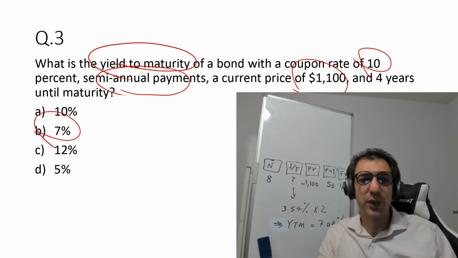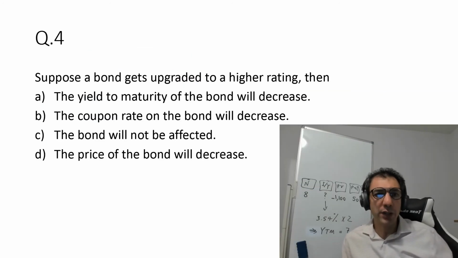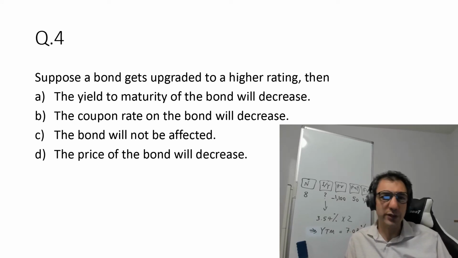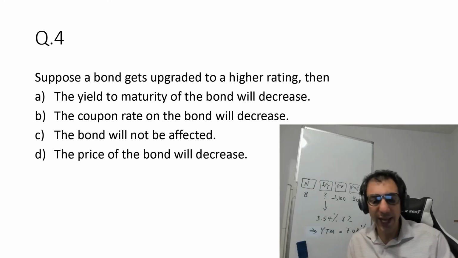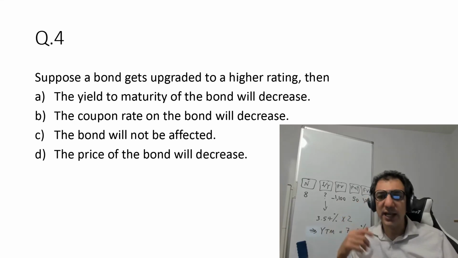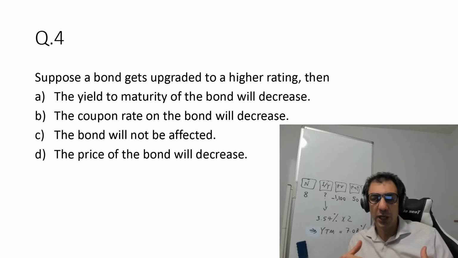Now let's look at question 4. Suppose a bond gets upgraded to a higher rating, then the yield to maturity of the bond will decrease, the coupon rate on the bond will decrease, the bond will not be affected, the price of the bond will decrease. So we talk about credit rating agencies in which they actually rate different bonds. So as the bond is going to the higher rating, it means the default risk is going down, which means actually the YTM or discount rate for such bonds is going also down.